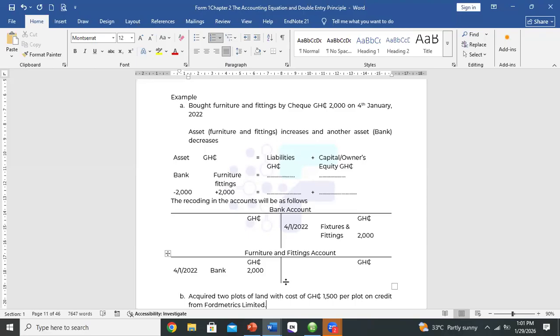This principle came about because of a certain man we called Fra Luca Pacioli. He says that for the double entry principle, for every debit entry, there should be a corresponding credit entry, and for every credit entry, there should be a corresponding debit entry. So if you are crediting 5,000, you should have an equal debit of 5,000. If you debit 5,000, you should have an equal credit of 5,000.